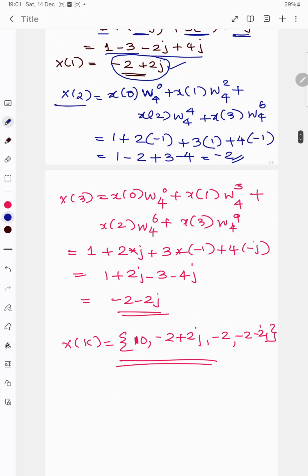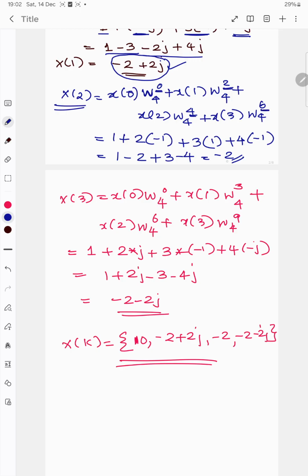In the same manner, we can substitute for X of 2. Wherever k is there, that k has to be replaced by 2. So this is originally 0, this was 2k, so nk, which is 1k. So 1k becomes 2, 2k becomes 4, and 3k becomes 6.